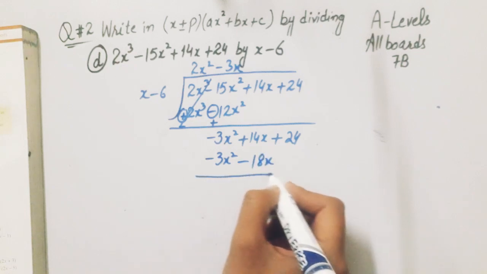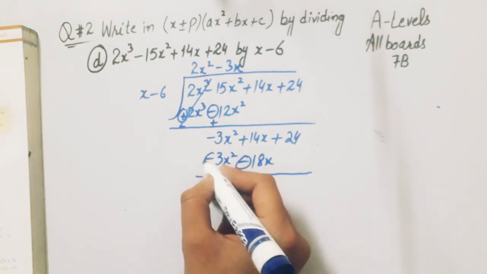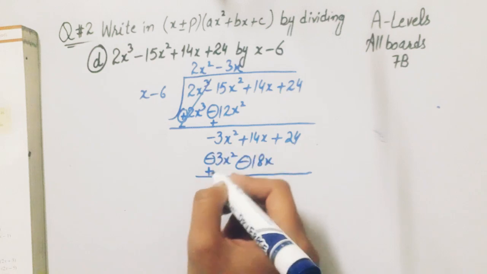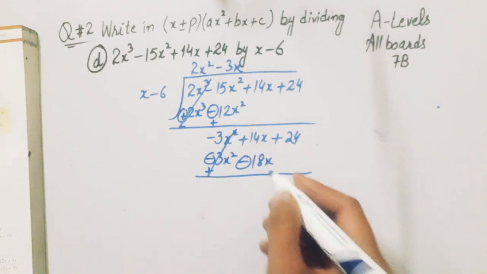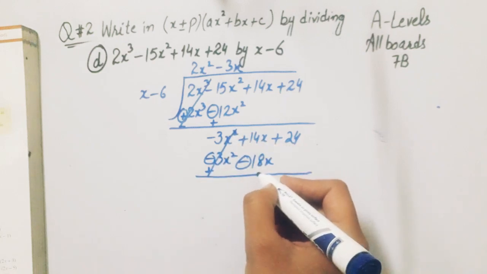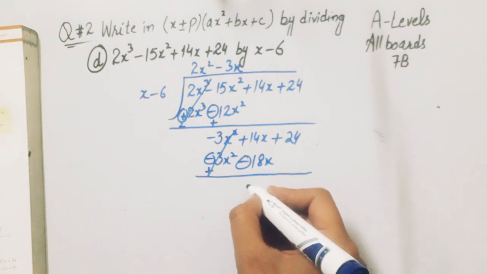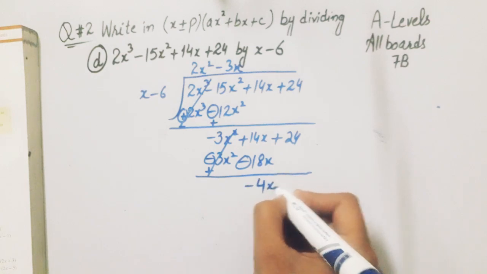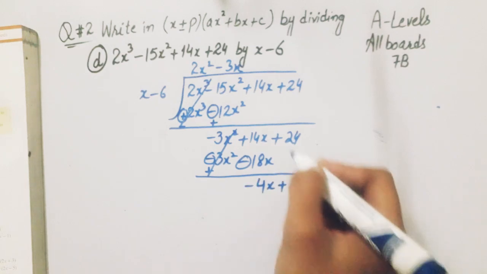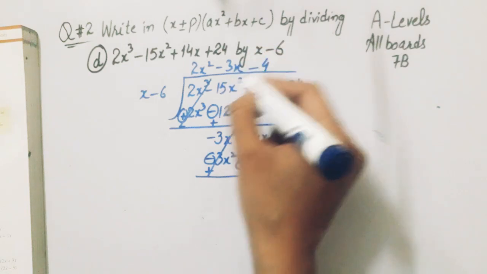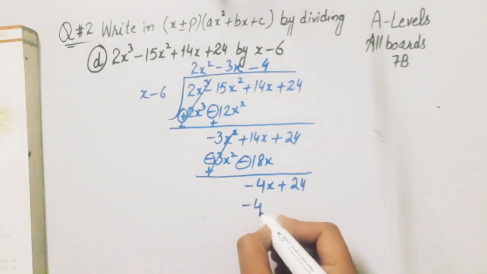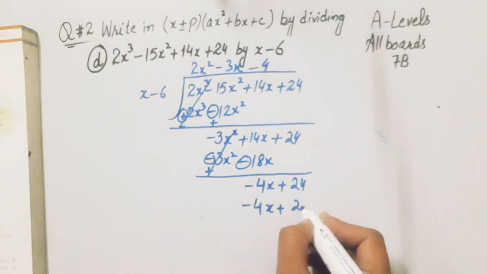Now change the old signs. And minus 3x square plus 3x square are cancelled out. 14x minus 18x will give minus 4x plus 24. Now we will multiply x by minus 4. It will become minus 4x plus 24.